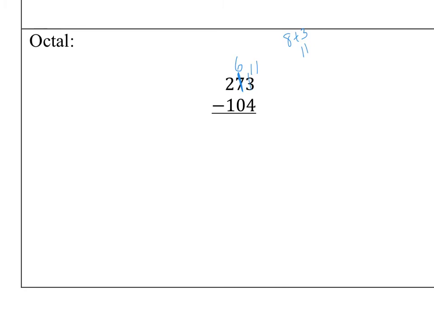Okay? So then we do 11 minus 4, which is 7. And you should never get anything bigger than 7 when you do it this way. And then 6 minus 0 is 6. 2 minus 1 is 1. 167.